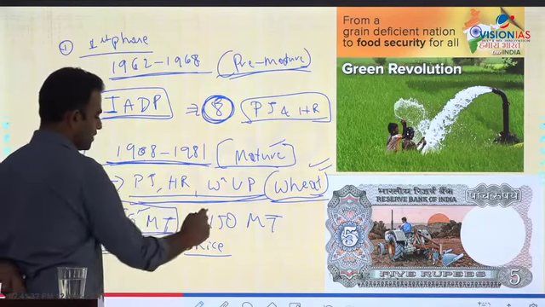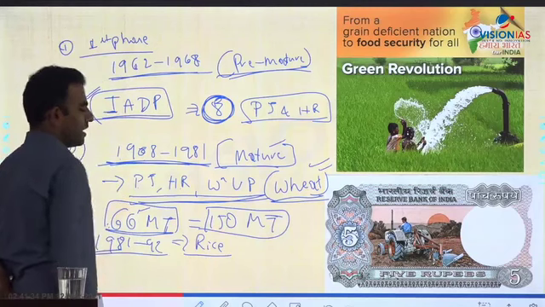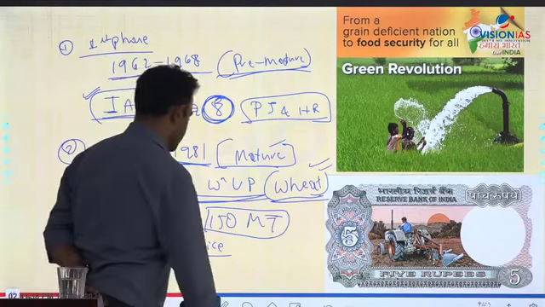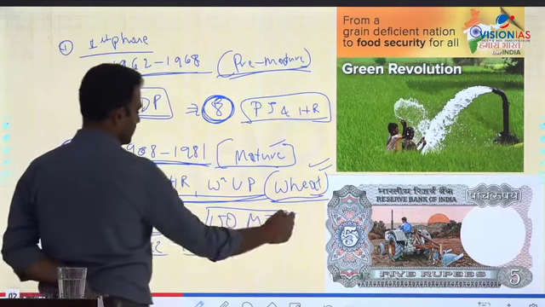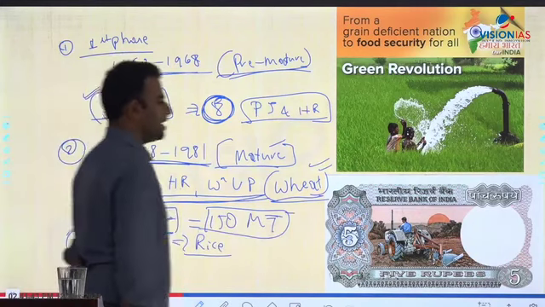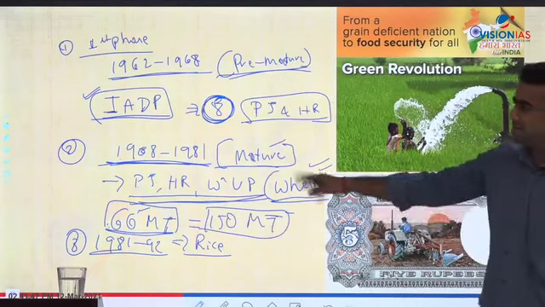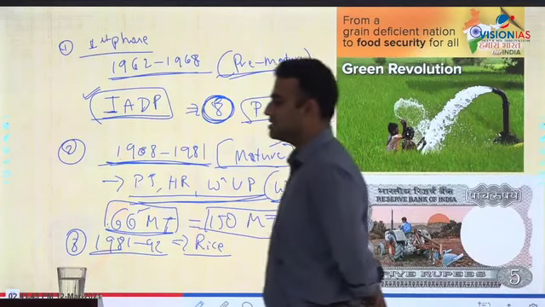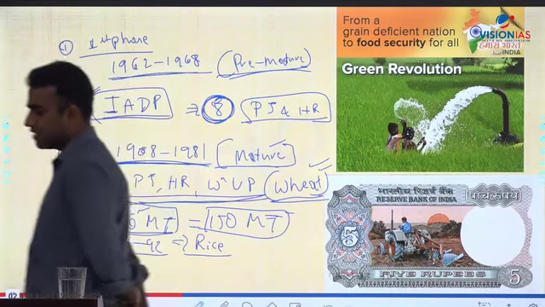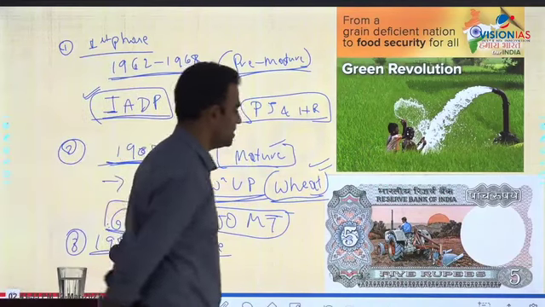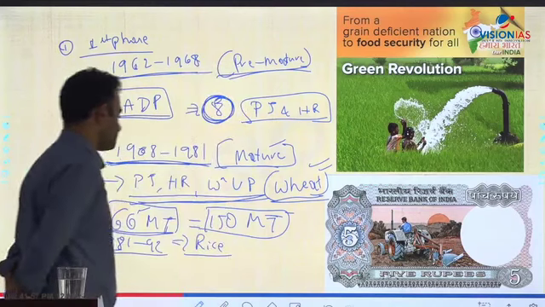By the end of this phase, they were able to achieve 150 million tons. That is India's total food production by the end of the second phase itself. So that is when India was totally self-sustained in agriculture. In the second phase itself, we were totally self-sustained in terms of food grains. We no longer required anyone's assistance or support for that matter.